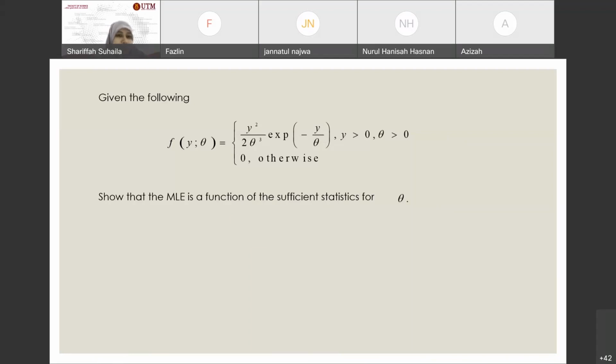Okay, ada apa-apa soalan ke? Because this class ni just 1 hour je, so saya tak boleh nak lama sangat. Ada apa-apa soalan? So you see this question. Okay. So saya stop sharing dulu this one.